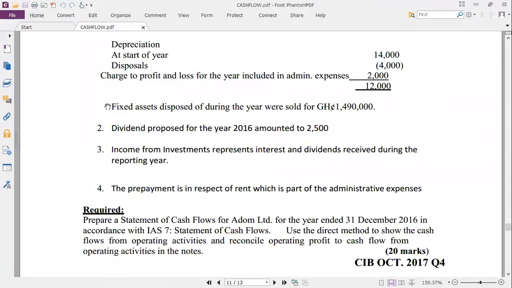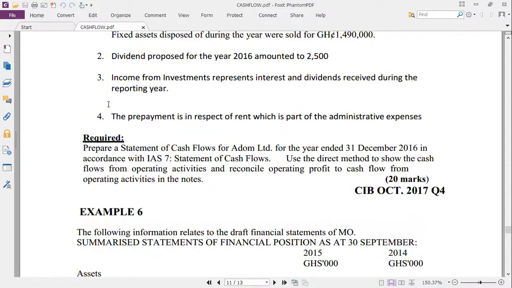How about the dividend received? Income from investment represents both interest and dividend received. So they are together. So the total amount is the 1,100. Agreed. Good. So that is it.